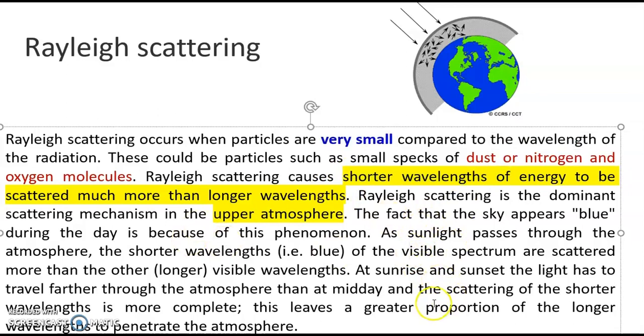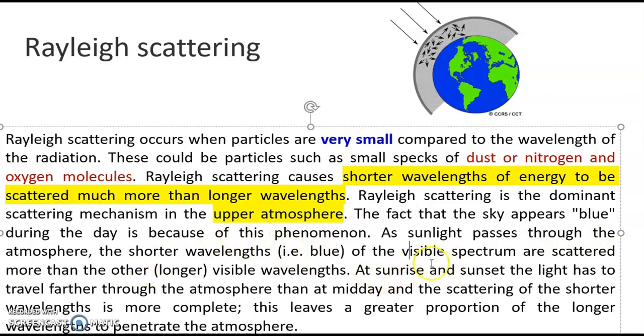The energy, the radiations, will scatter more when the wavelength is shorter. It doesn't mean for longer wavelengths it doesn't scatter, but shorter wavelengths get scattered very fast. Now, where does it happen? It will happen in the upper atmosphere. The fact that the sky appears blue during the day is because of this phenomenon.